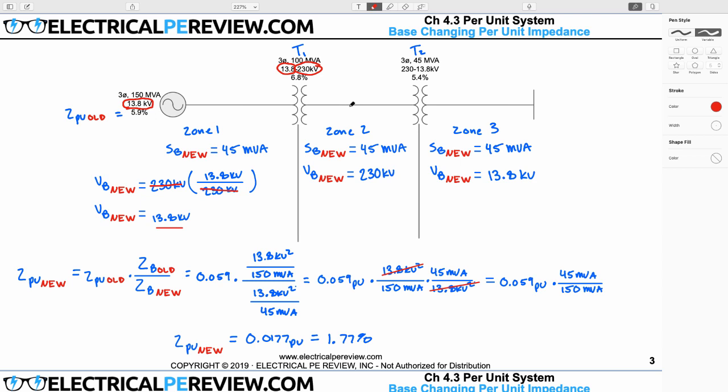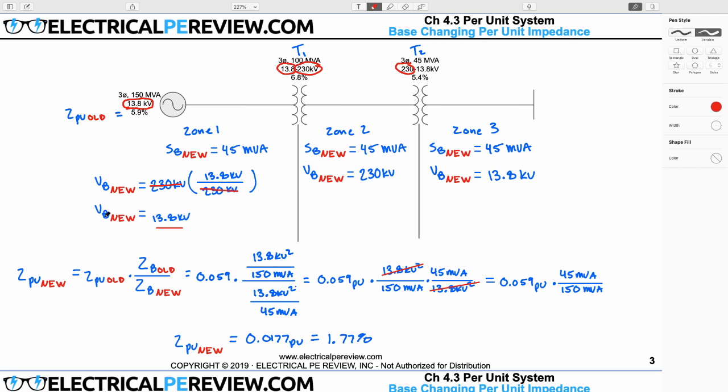Now, we want that to match the primary voltage rating of the next transformer. So we follow that down. And look, the primary voltage rating of transformer T2 is the same, 230 kV, right? In order for your old and new bases to cancel, everything on your three-phase system has to match your primary ratings and your secondary ratings.